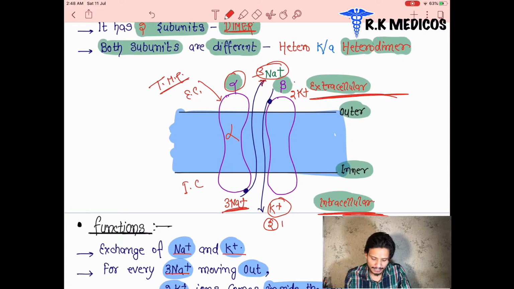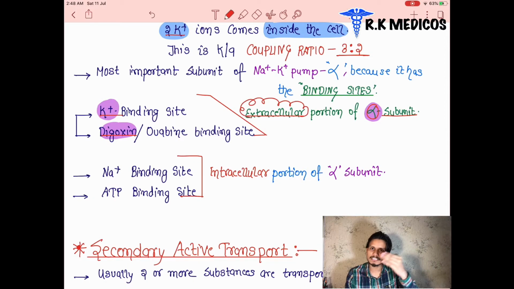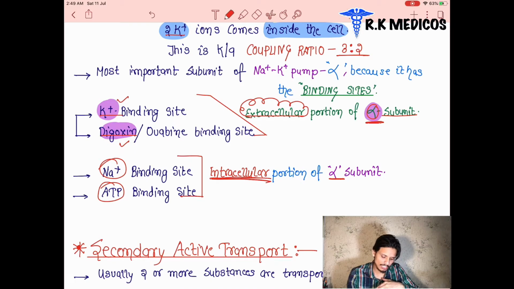And what are their bindings? The extracellular portion of the alpha subunit, the outside, is binding potassium and digoxin. And inside, the intracellular portion of the alpha subunit is binding sodium and ATP. So the sodium and ATP bind inside the intracellular part of the alpha subunit of the sodium potassium ATPase pump, and the outside portion binds two things, potassium and digoxin.